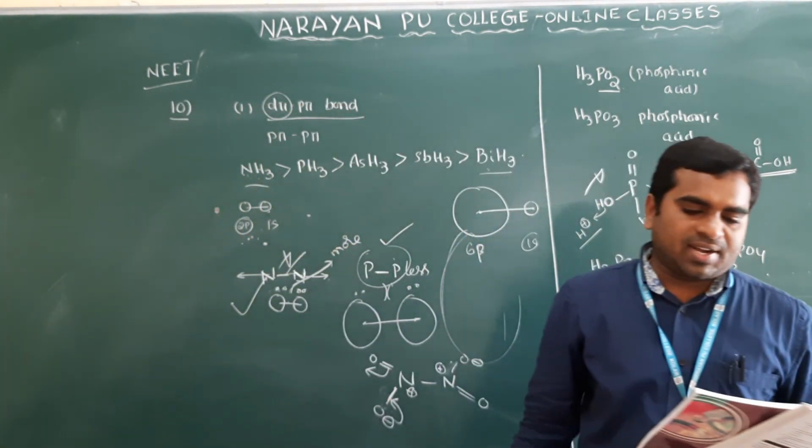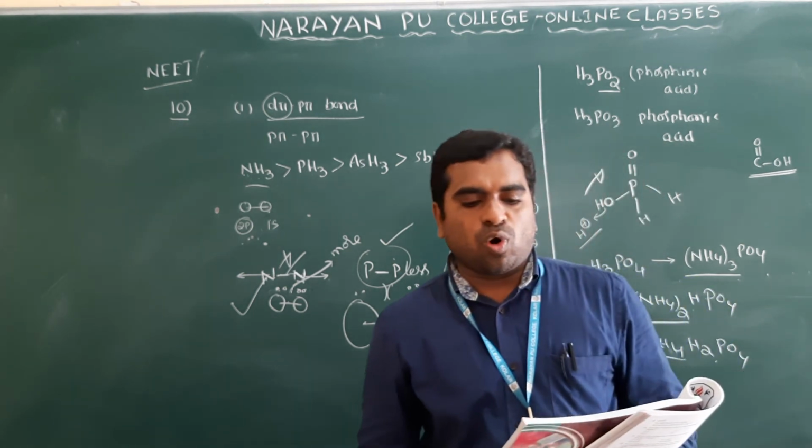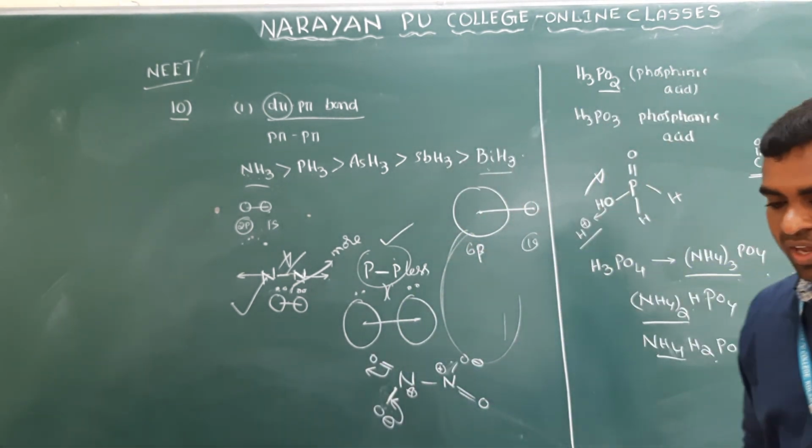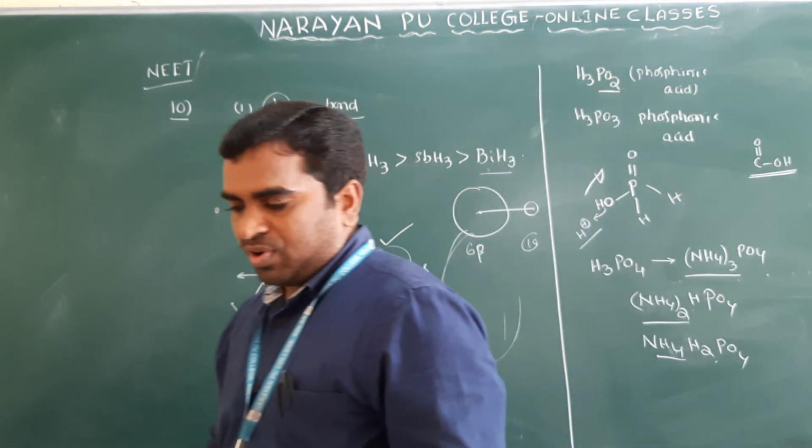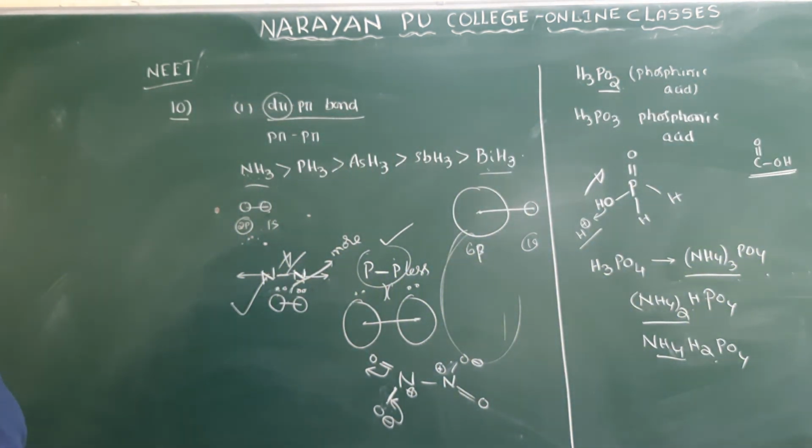All oxo acids contain tetrahedral 4-coordinate phosphorus. That also we have discussed. So that option is not valid for all the acids of phosphorus.